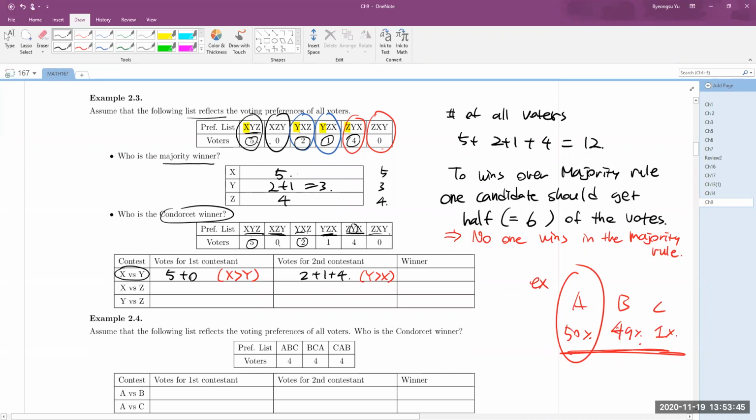And in case of G, X, Y, there is no voter, so these are all the cases. So there are only 5 votes who think that X is better than Y, but there are 7 votes who think that Y is better than X, right? So it means that the winner is Y, right? Does it make sense?